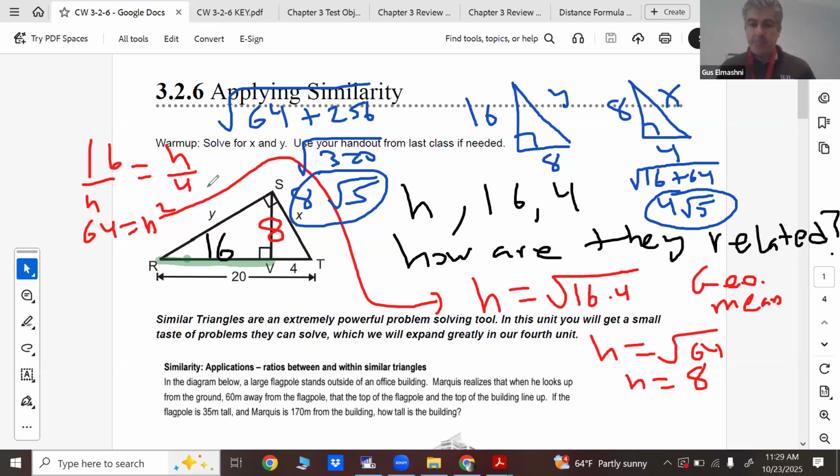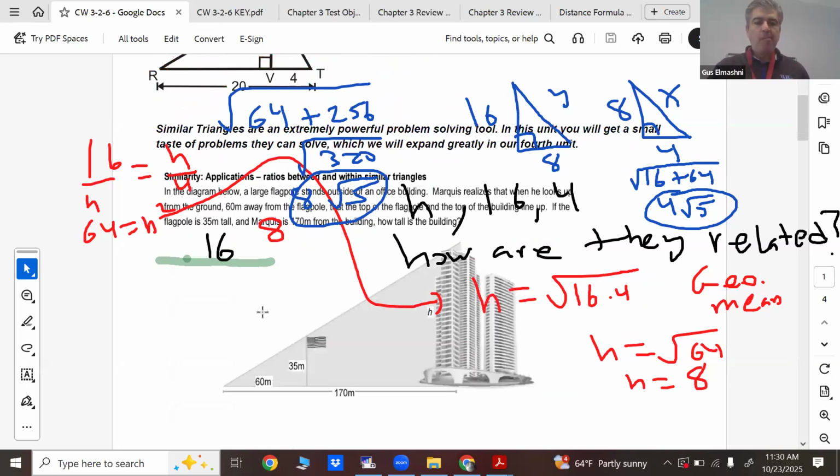Okay. So that's something that I don't know if we'll quite do that challenging on the test because there's quite a lot going on there, but you need to be aware of the geometric mean. Okay, let's move on.